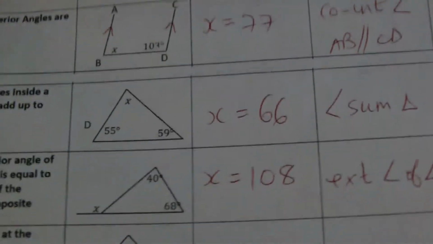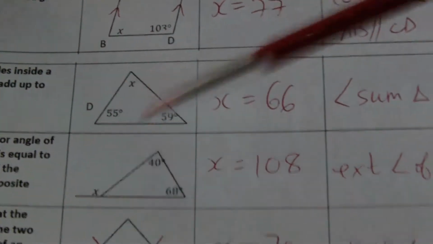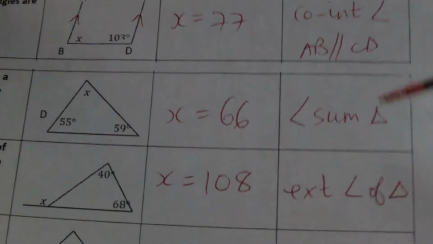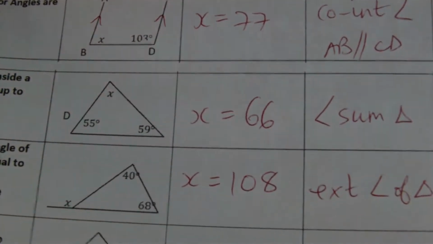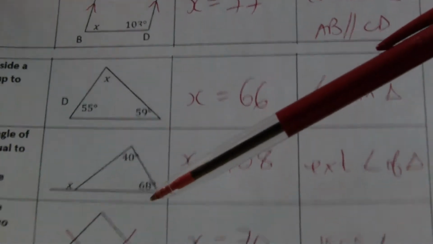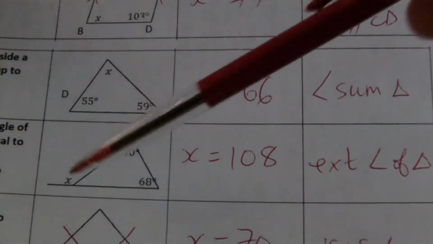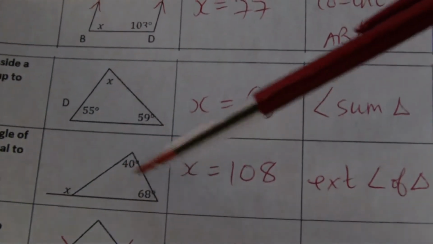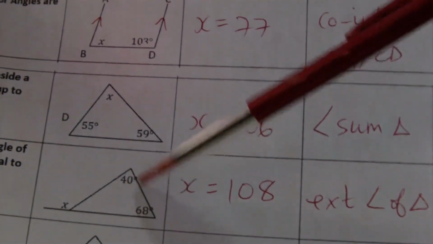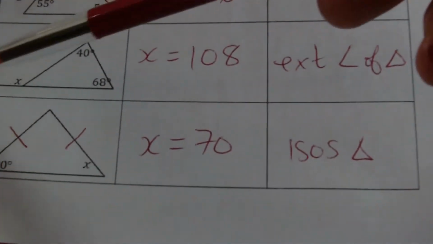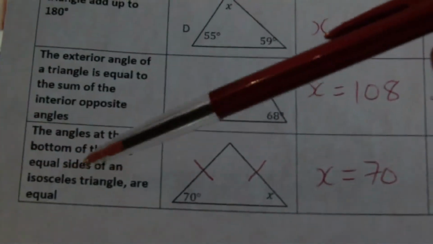Alright, and now the new stuff, the triangles. Inside, the three angles in the triangle are 180, so x must be 66. Check my reason: angle sum of triangle. That's what I want to see you guys writing. Don't give me essays. This one here is the hardest one to remember because it occurs the least often. That angle x is equal to the two inside that are on the opposite side, so it's going to be 108. Look at the reason: exterior angle of triangle.